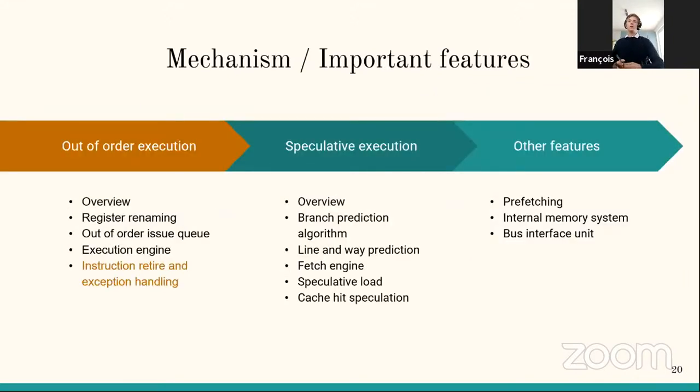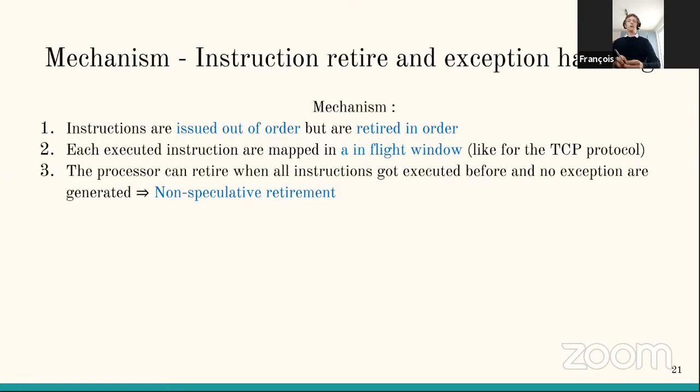Then there is the instruction retire and exception handling mechanism. Basically, instructions are issued out of order, but of course they retire in order, which is important for the programmer. They are retired like in an in-flight window, like in the TCP protocol. We should provide an example of how this mechanism works. One other very important feature is that when an instruction retires, it is non-speculative. So if the instruction retired, then there was no exception with a previous instruction. So when it's retired, it's completely safe and deterministic, if I can say it like that.